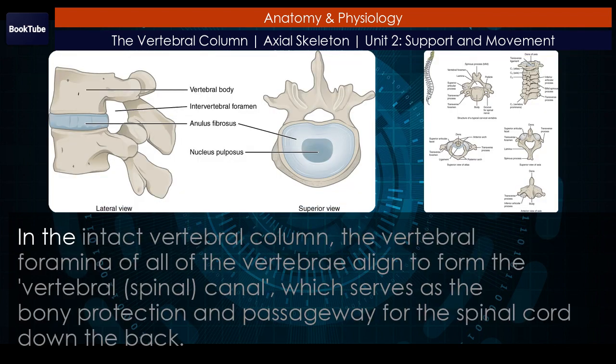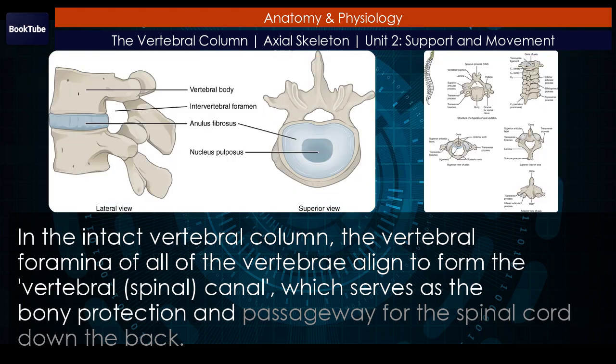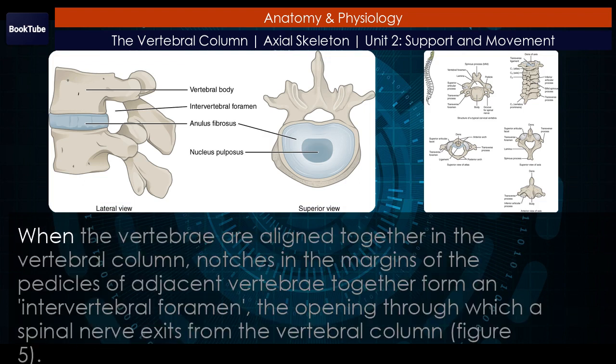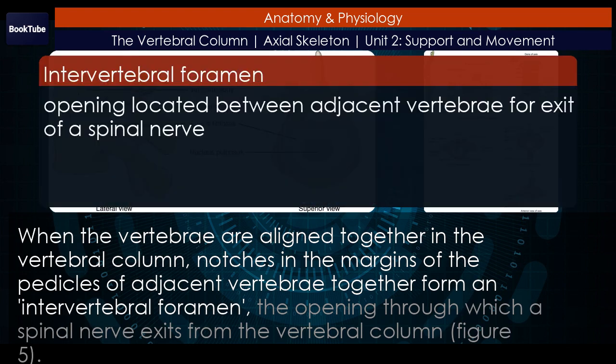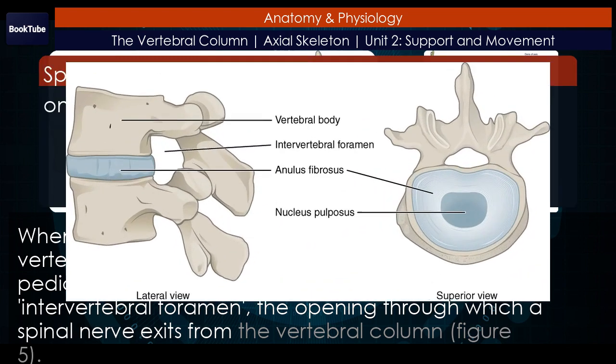In the intact vertebral column, the vertebral foramina of all of the vertebrae align to form the vertebral spinal canal, which serves as the bony protection and passageway for the spinal cord down the back. When the vertebrae are aligned together in the vertebral column, notches in the margins of the pedicles of adjacent vertebrae together form an intervertebral foramen, the opening through which a spinal nerve exits from the vertebral column.